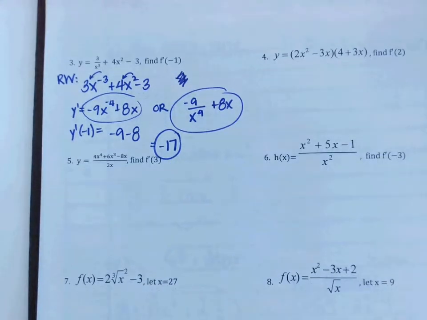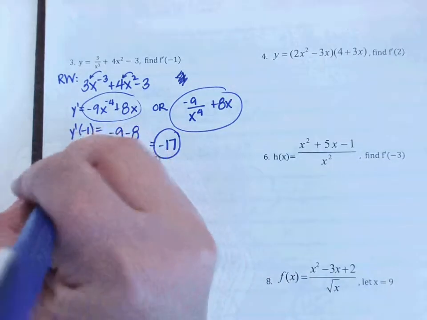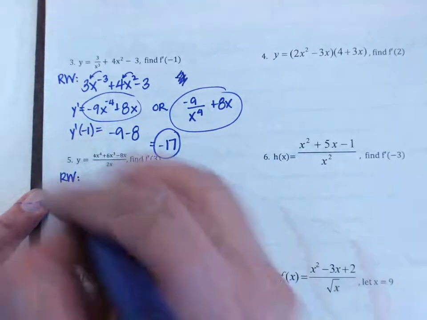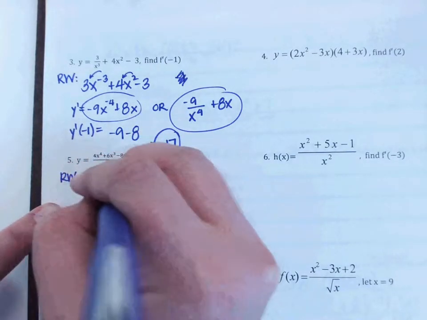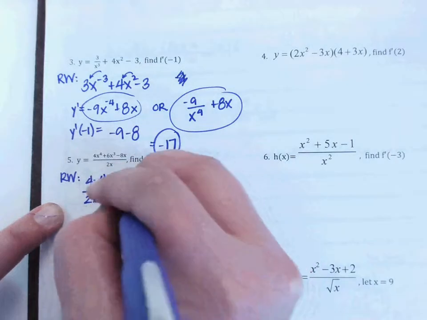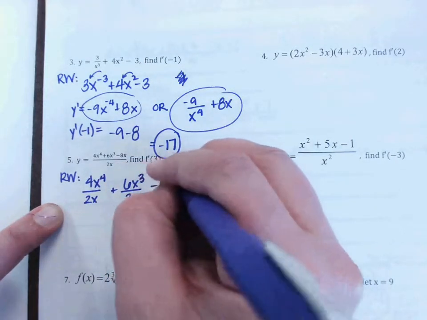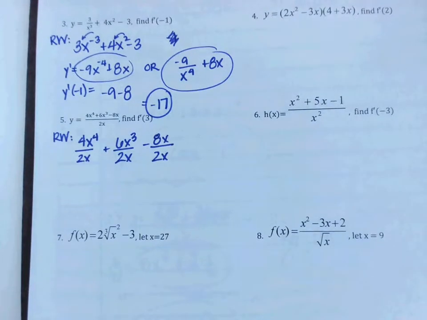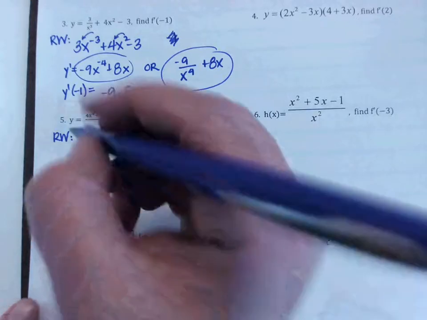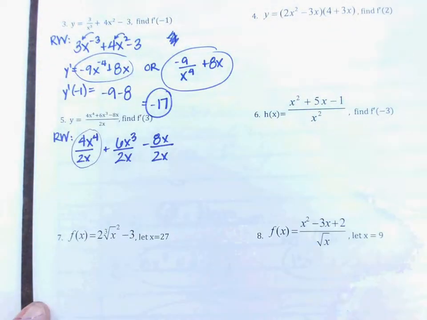Okay, next one. You should have done a rewrite. You should have done 4x to the 4th over 2x, 6x to the 3 over 2x, 8x over 2x. Remember, we haven't learned any rule for fractions yet. There is one, but you don't know it yet. So you're going to simplify it first, make it a regular power, and then just apply your regular power rules. What does this simplify to?